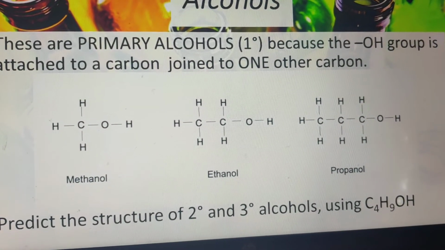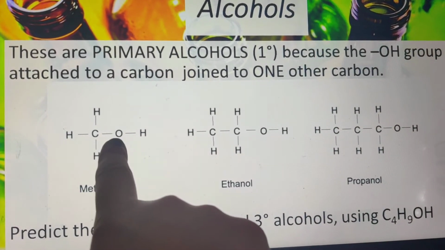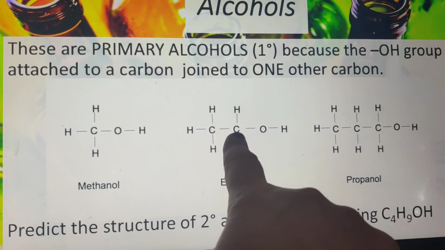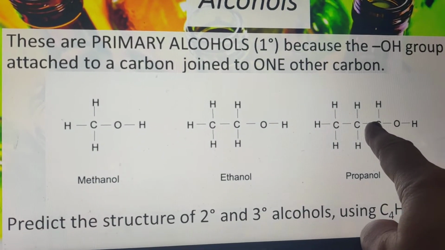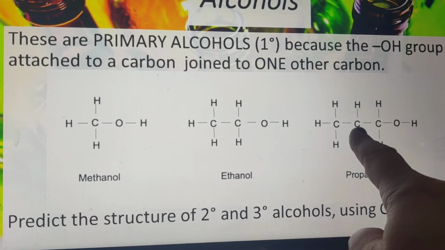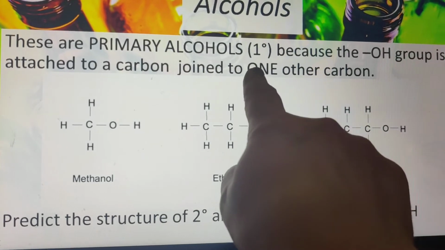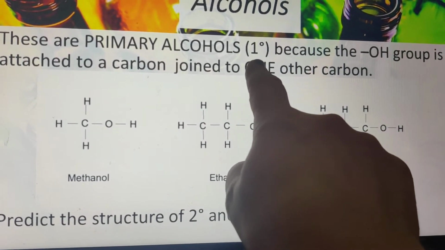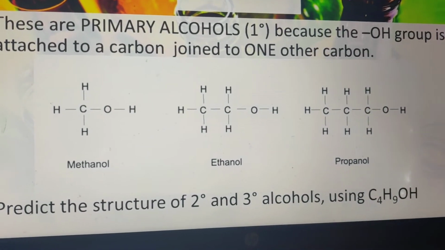So these are all primary alcohols because the OH group is attached to one carbon that's attached to one other carbon. Okay, that's a primary alcohol. This here is a lazy way, an abbreviation way of writing primary. We use it quite a lot in organic chemistry, but really you should always write it out as primary.